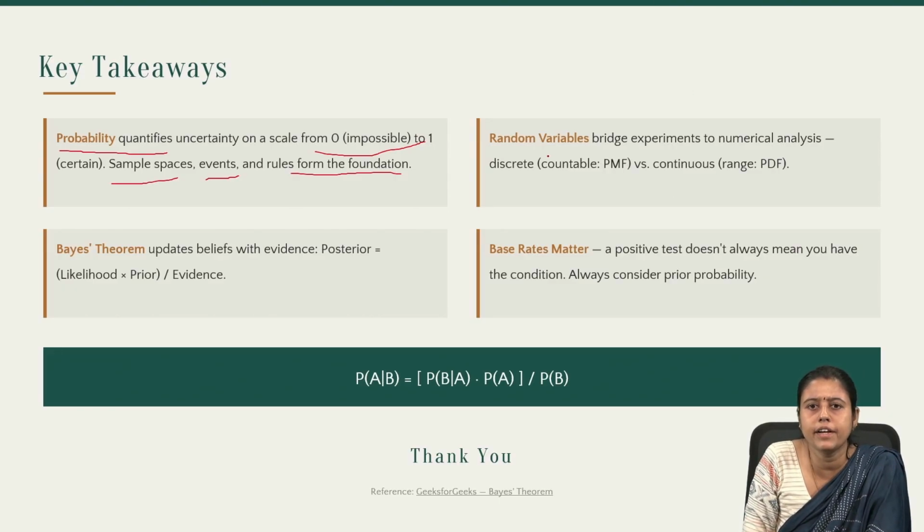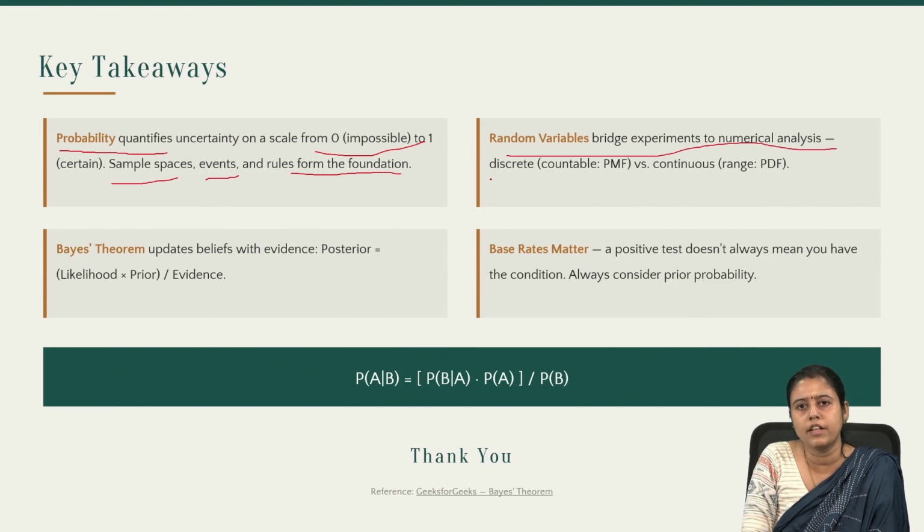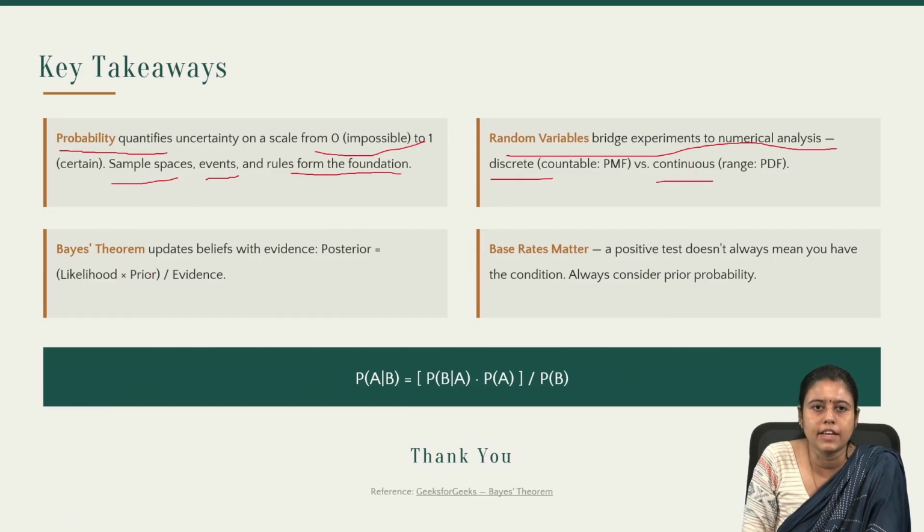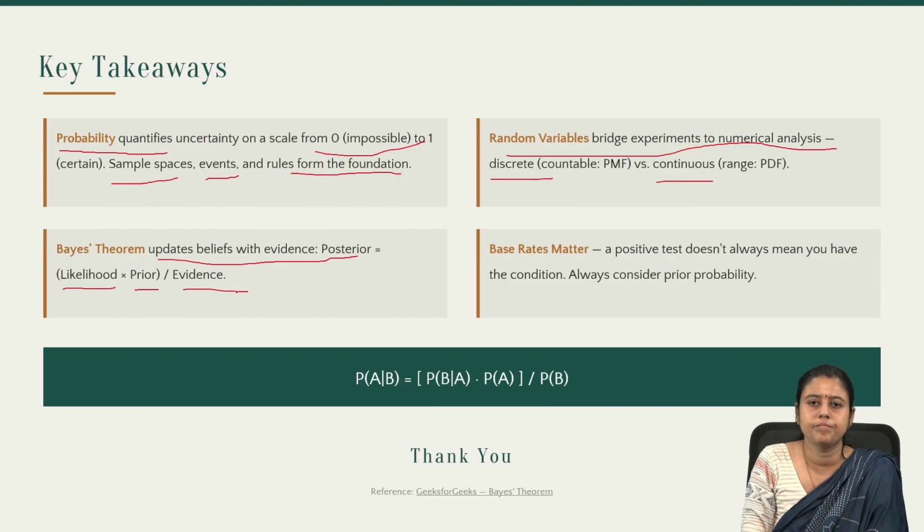What is a random variable? A random variable bridges the experiment to numerical analysis. It has two types: one is called discrete, and one is called continuous. Then we discussed Bayes theorem, which updates beliefs with evidence to give the posterior. It depends on the likelihood, multiplied by the prior, divided by the evidence.